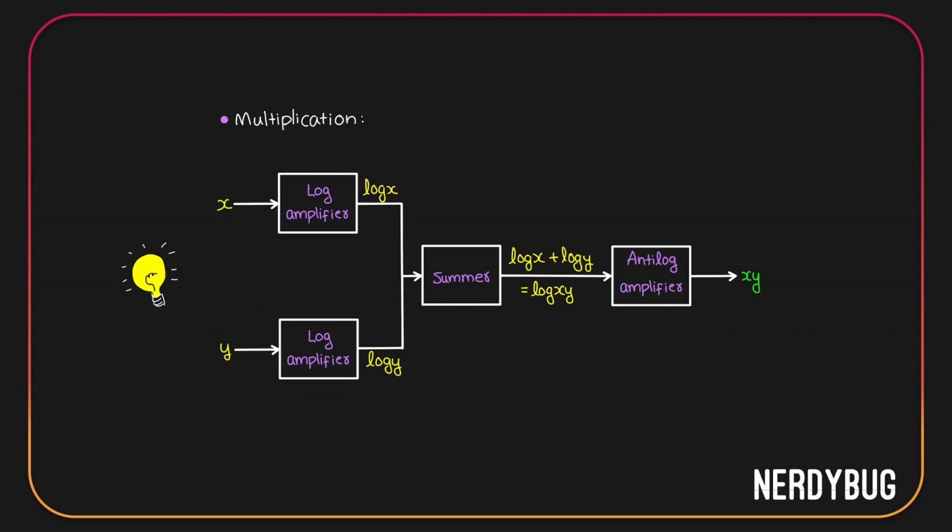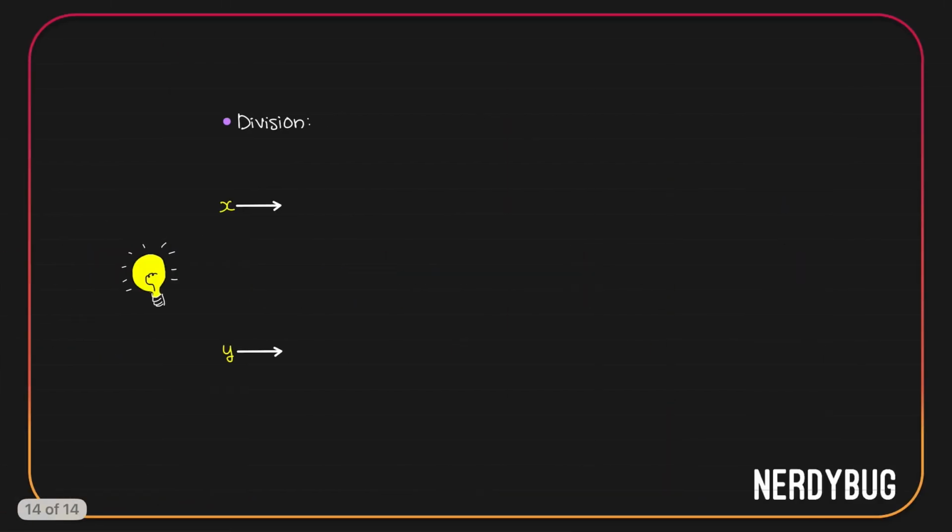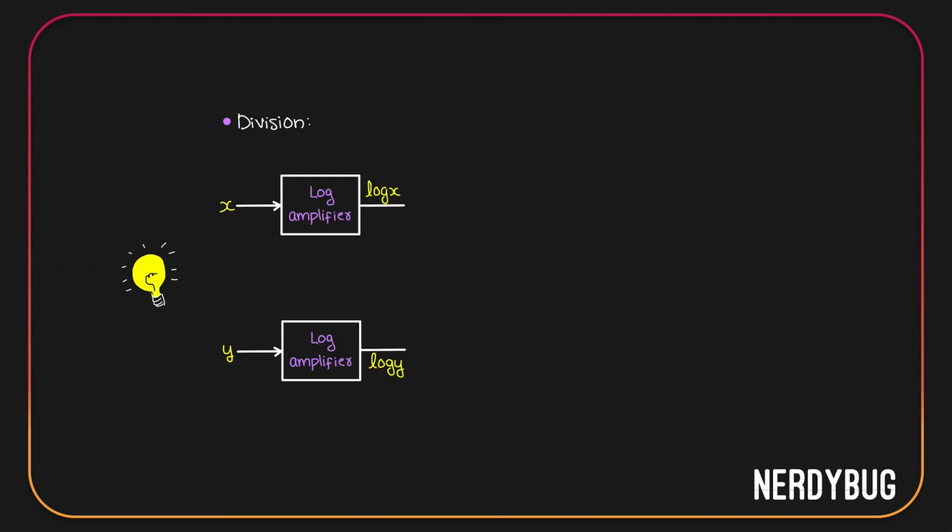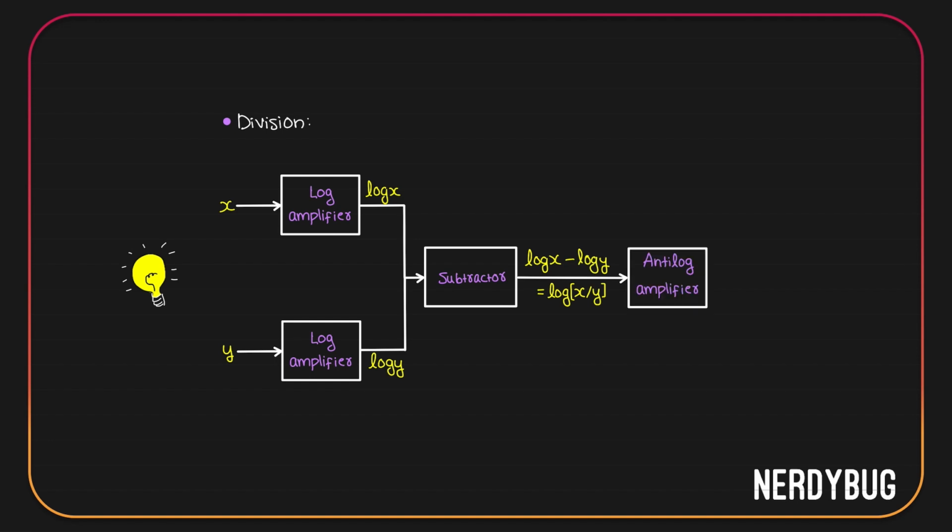The same way we can show division also. Take x and y, pass them through log amplifiers, we get log x and log y, give them as inputs to a subtractor, we get log x minus log y, which is the same as log of x divided by y. If this passes through an anti-logarithmic amplifier, we get e to the power of log of x by y, which is x divided by y.